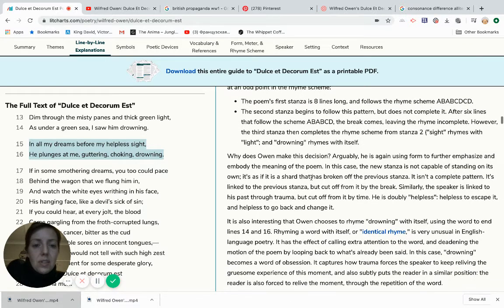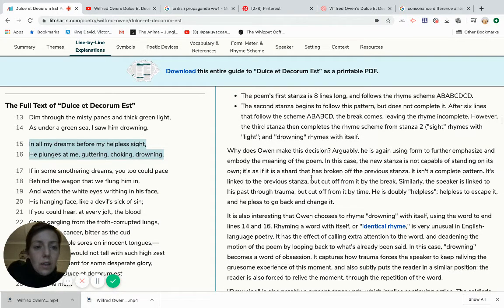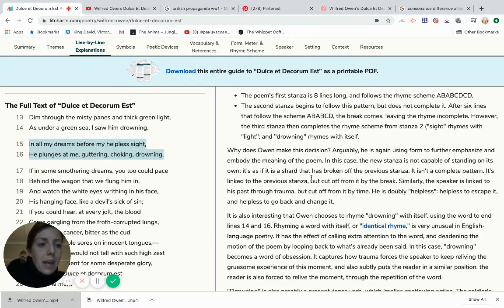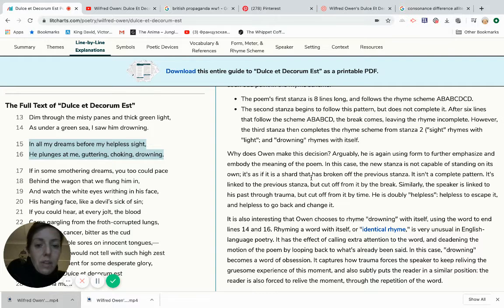The poem's first stanza is 8 lines long and follows the rhyme scheme A, B, A, B, C, D, C, D. The second stanza begins to follow this pattern but does not complete it. After 6 lines that follow the scheme A, B, A, B, C, D, the break comes, leaving the rhyme incomplete. However, the third stanza then completes the rhyme scheme from stanza 2. Sight rhymes with light and drowning rhymes with itself.